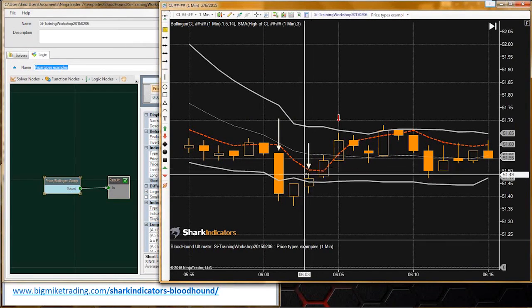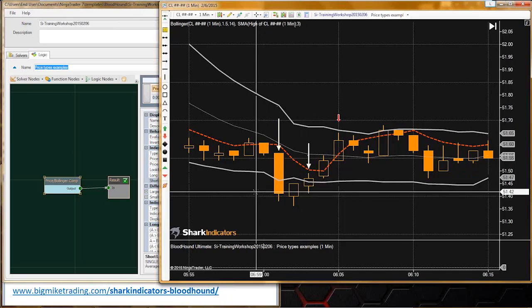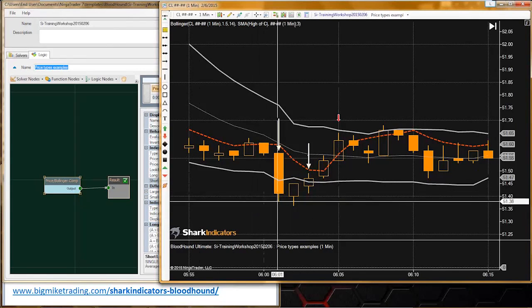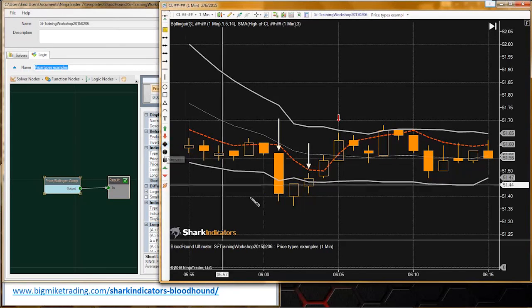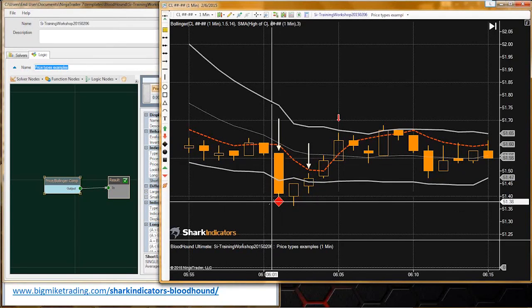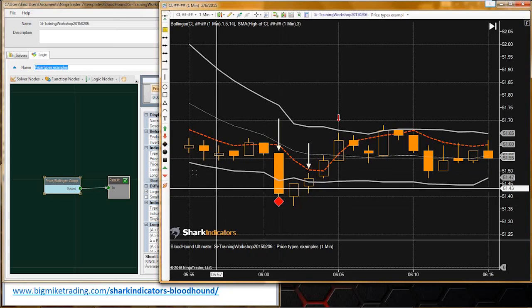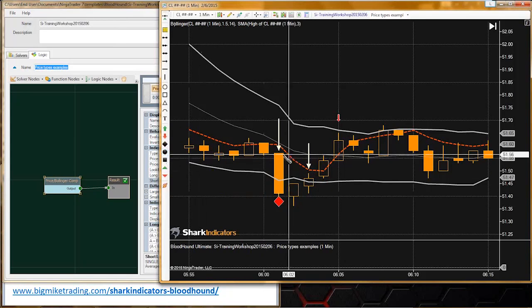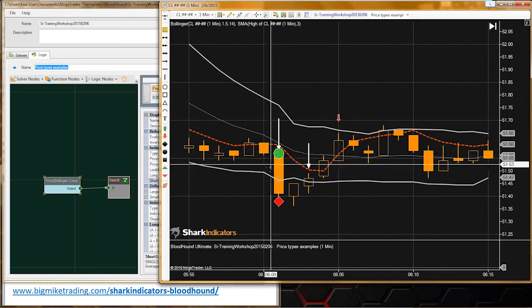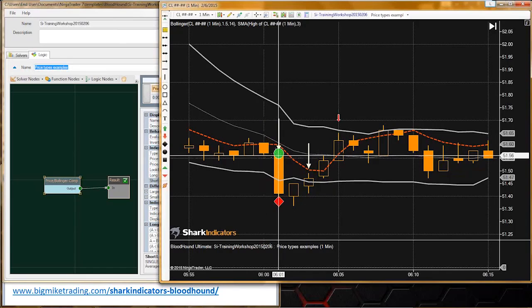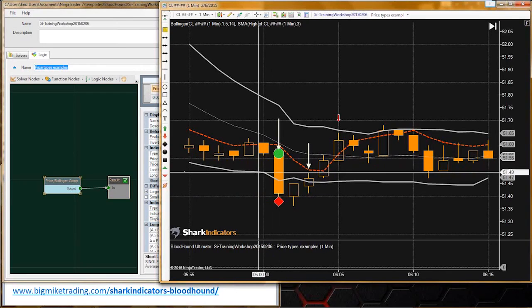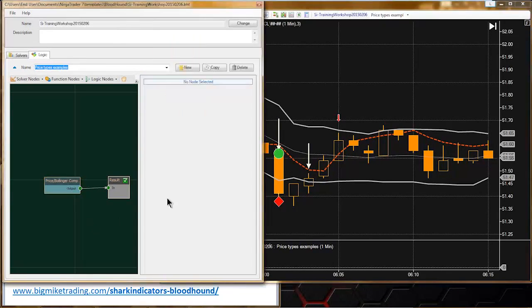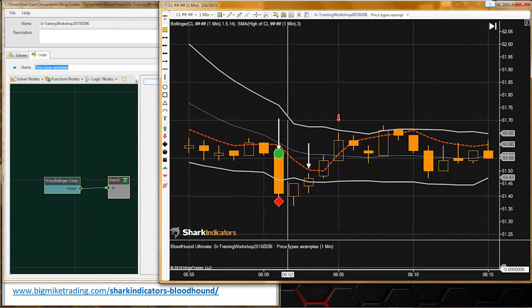So yes, that would require two solvers, because you're having to look at the low of the bar and compare it to the band, and you also have to look at the high of the bar and compare it to the band to make sure that the high of the bar is inside the band. So let me build that real quick.